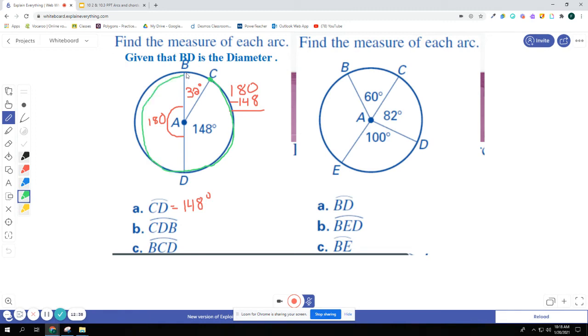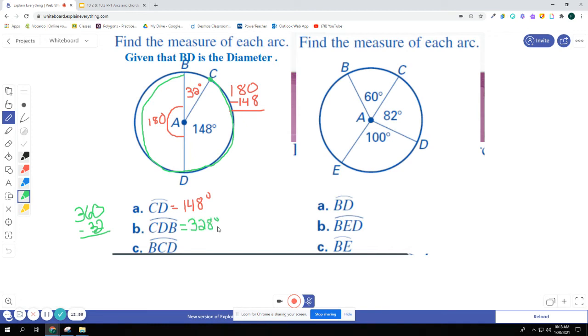So that major arc is everything except for this 32 degrees. So we can just take the total of the circle, which is 360, and subtract that little bit of arc that is not included, which is 32 degrees. And that gives us our answer for the measurement of major arc CDB of 328 degrees.